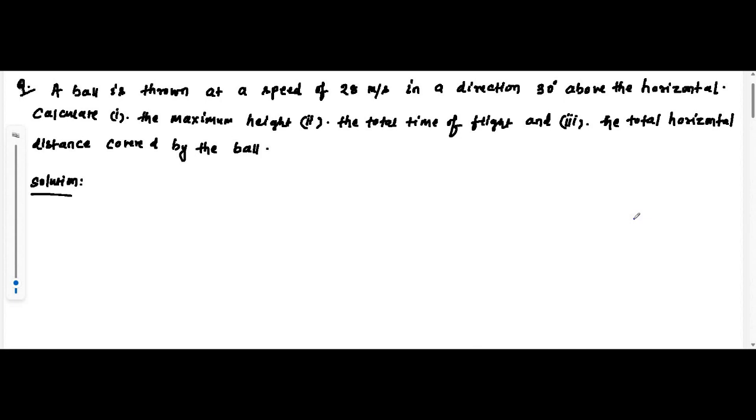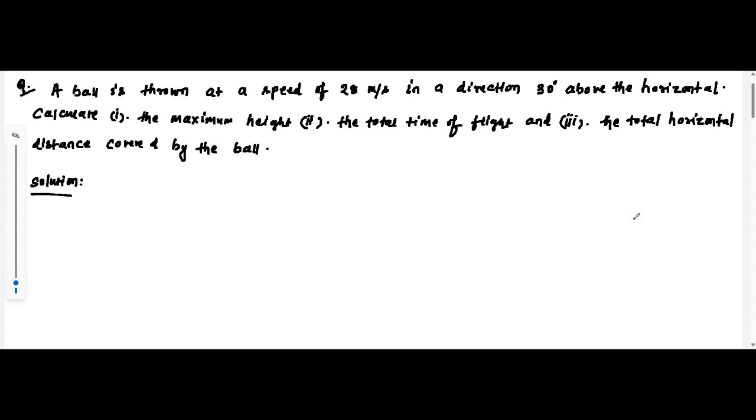So this is the first question. It is given that a ball is thrown at a speed of 28 meter per second in the direction 30 degree above the horizontal axis. We have to calculate the maximum height reached by the ball, its total time of flight, and the total horizontal distance covered by the ball.